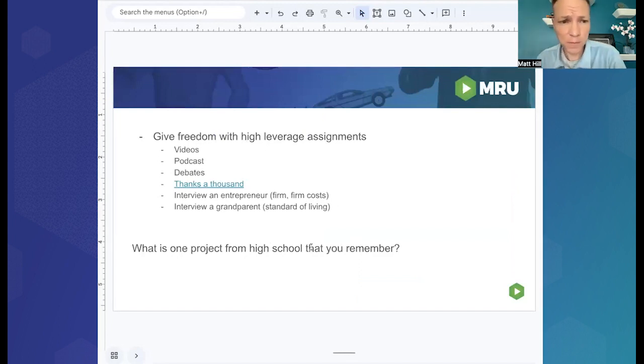Another thing you can do is what I call high leverage assignments. You can try to think of the various topics that you're teaching and design a high leverage assignment. These are some examples of what I call high leverage assignments. If you think back to your high school experience or your college experience, and you think about what project really stayed with you, it's often some sort of group project or some sort of video or some sort of thing you made. That's usually what stays with you.